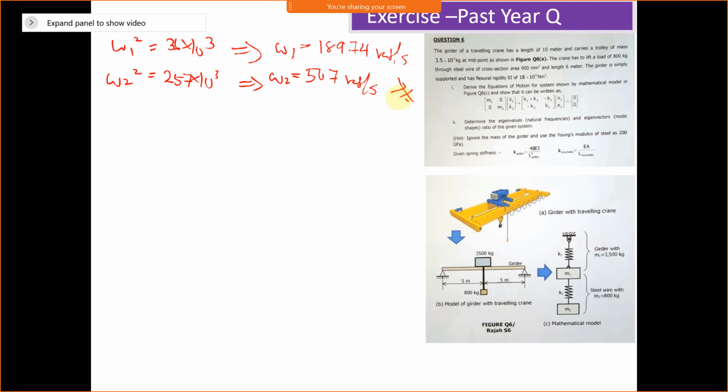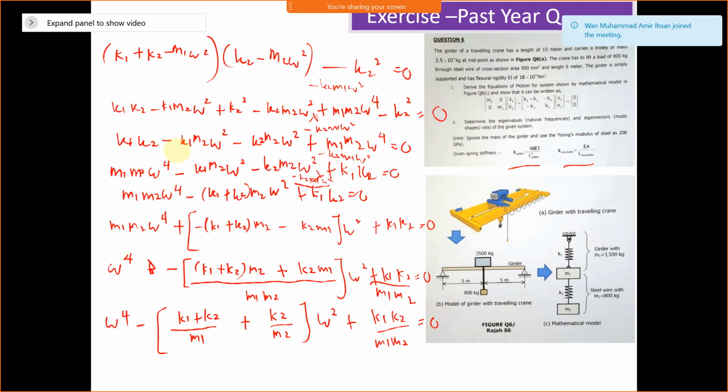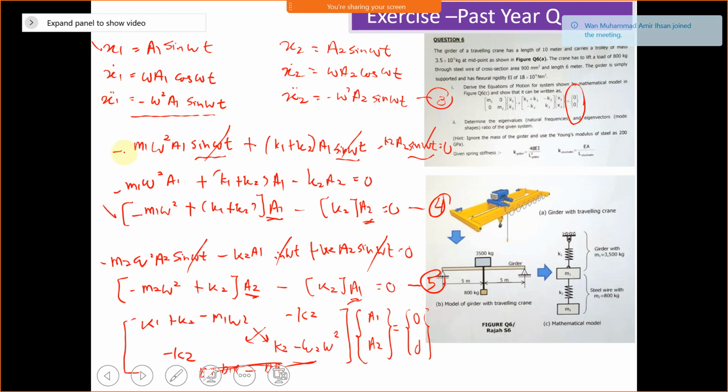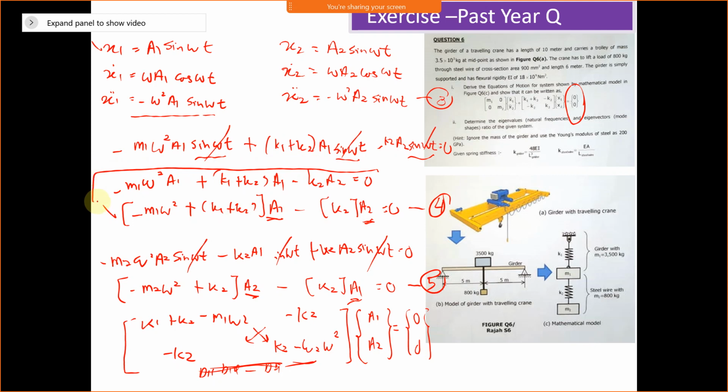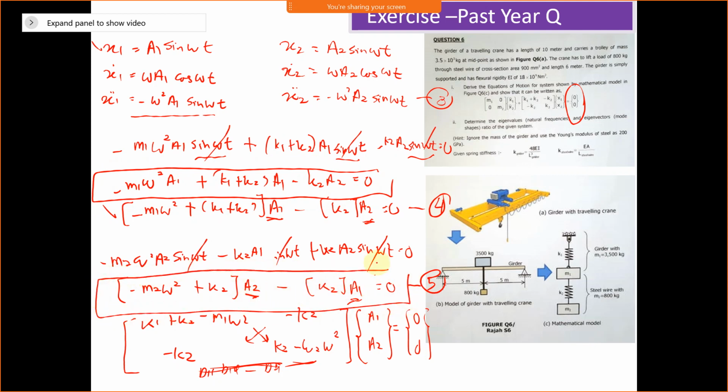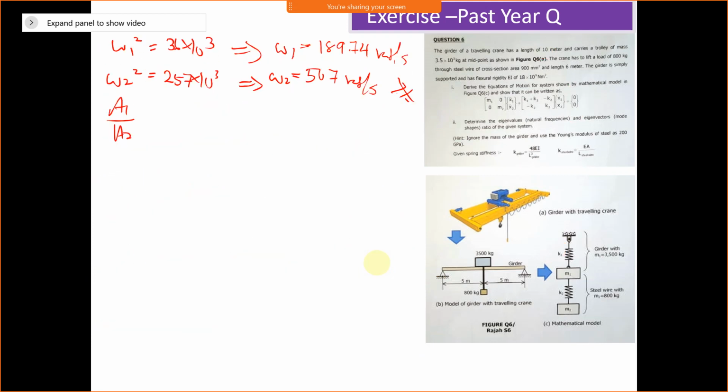So macam mana dapatkan mode shape? How to find mode shape? Mode shape adalah ratio between A1 over A2. Okay, ratio adalah A1 over A2, dan kita refer kepada equation kita dapat tadi. Which one? This one. This one. Satu. And satu lagi adalah, mana ada dua, tersilap saya. Okay, this one. Dua. These two, then you boleh ambil lah mana-mana.